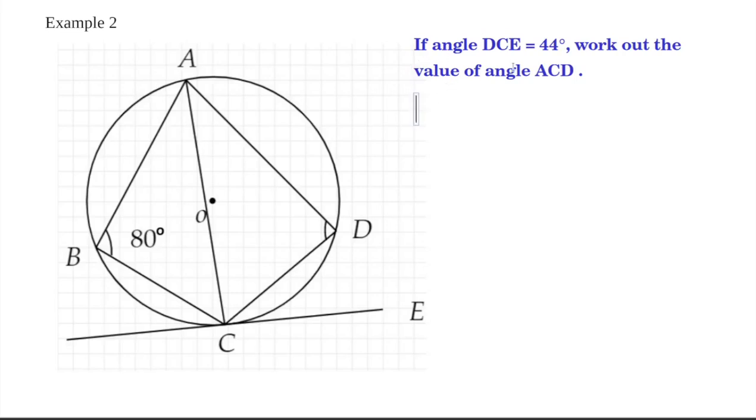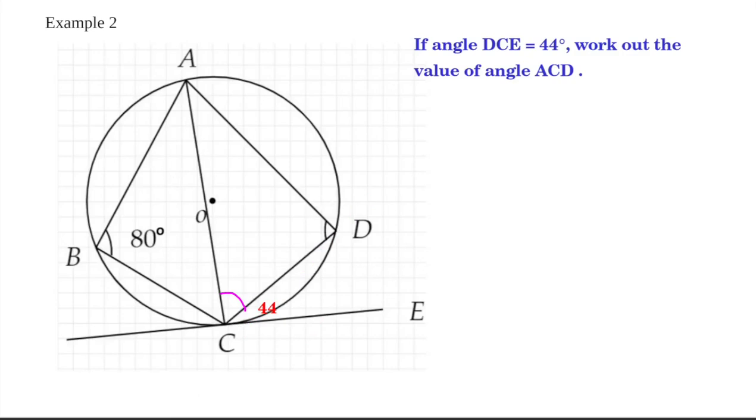If DCE is 44 degrees, work out the value of ACD. We are required to find the value of this angle here. What's the value of that angle? Let's go ahead and solve that. First things first, the angle between a tangent and a chord is equal to the angle subtended by the chord.